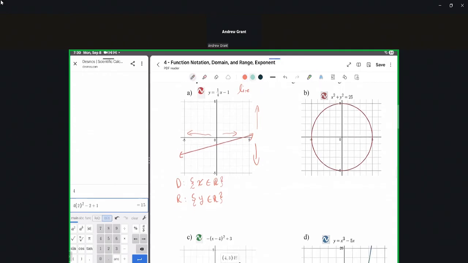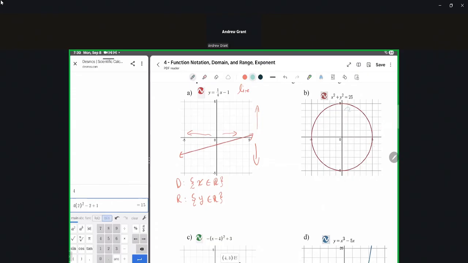We actually have a problem with b. So this was that circle from earlier. X squared plus y squared equals 25. If you notice, this graph can't have any arrows on it. It just kind of forms a circle around the origin with radius 5. So this circle doesn't exist except for on this red line.